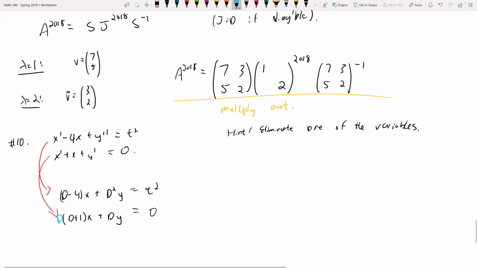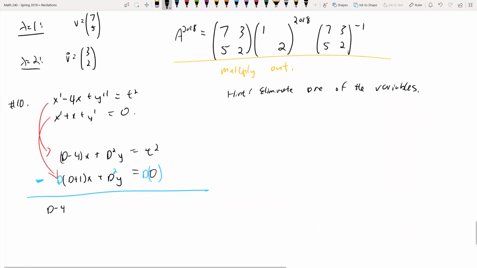If I apply D, this becomes D squared, and then I have to apply D to 0, but that's just 0. And then I subtract. What do I get? I get D minus 4 x minus D times D plus 1 x is equal to t squared, and the y's cancel. Now I have a diffy Q in x. Then you can solve the diffy Q for x, and then use one of those relationships up here to solve for y.